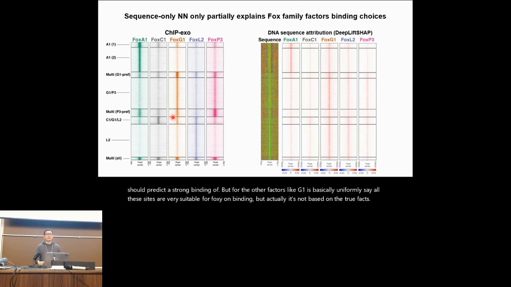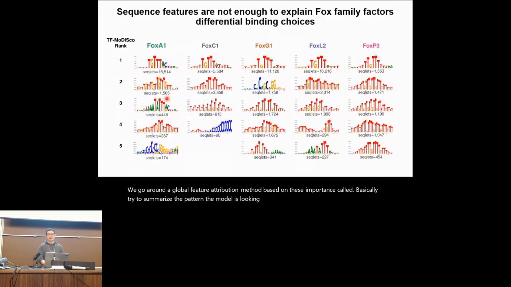We further run a global feature attribution method based on these importance scores, basically trying to summarize the pattern the model is looking for. These motifs tell us that, except for the TGTT-AC motif, which I just showed, a very standard canonical motif for Fox family factors, the most frequent motif is actually TGTT, basically a repeat pattern. So there's no indication of any cofactor that can explain why they choose different binding sites. So this is what the model can do on the DNA side.